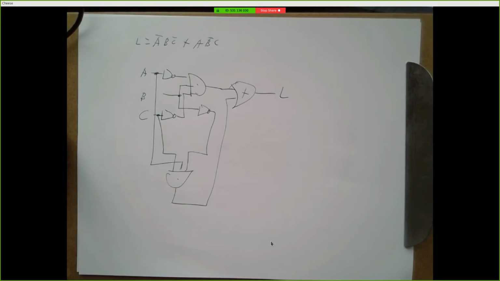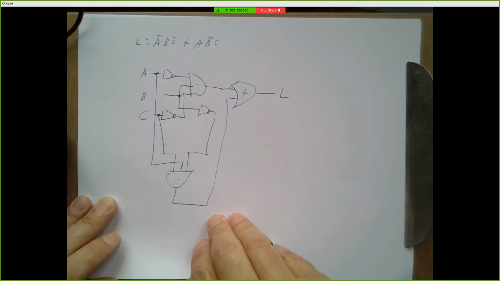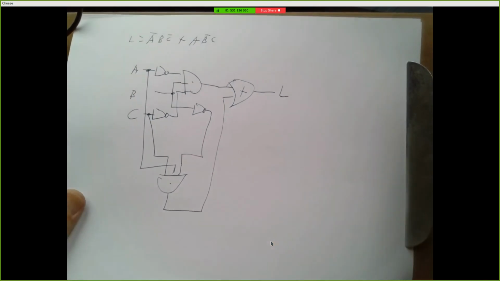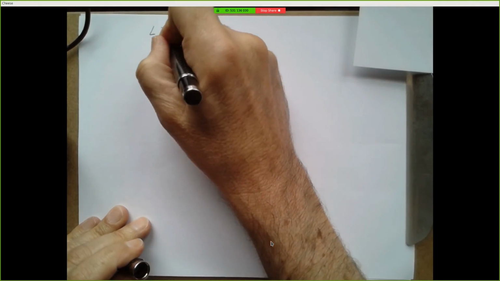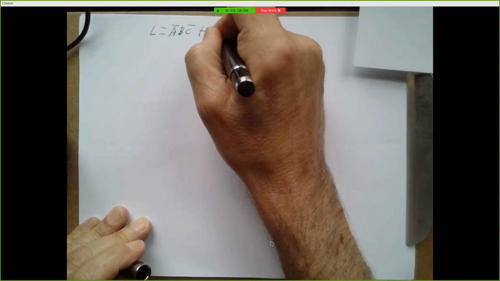Okay, and it will actually be something that we build on in a couple of weeks when we talk about programmable logic. So this is a way that, you know, we might sketch a circuit, but let me show you a systematic way to do this. So we're going to use the same equation. So we're going to do L equals A bar B C bar or A B bar C.